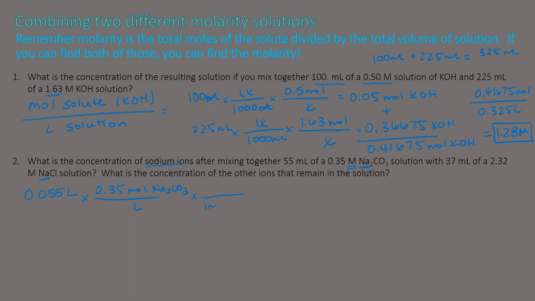And then for every single mole of sodium carbonate, I have 2 moles of sodium ions, right? Because there's 2 of them. So that is going to give me 0.0385.